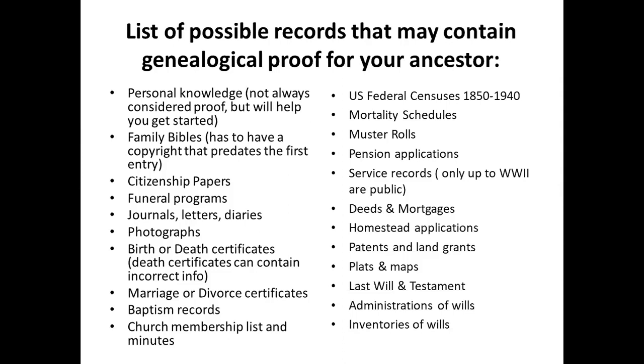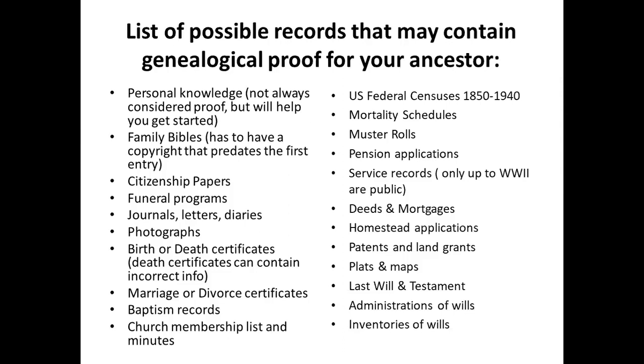Family Bibles are very important, but you have to have the copyright page and it needs to predate the first entries. Citizenship papers, funeral programs have a great deal of information. Journals, letters, and diaries. Although we've all seen where certain diaries and things like that can be a bit misleading as well. Photographs, older photographs, not photoshopped ones like today. Birth and death certificates. Although, like I've mentioned, death certificates can contain incorrect information as well as birth certificates.